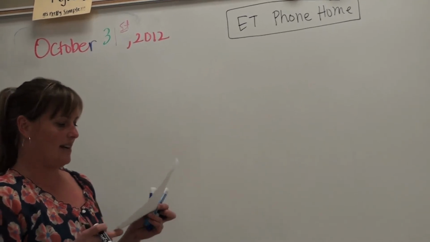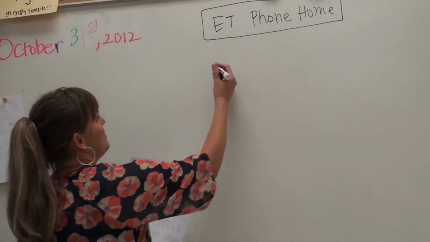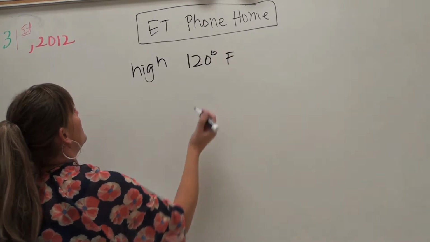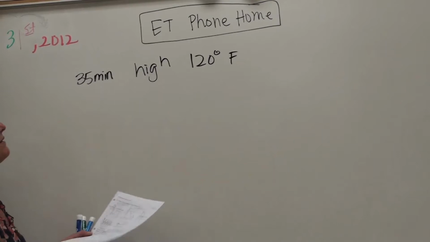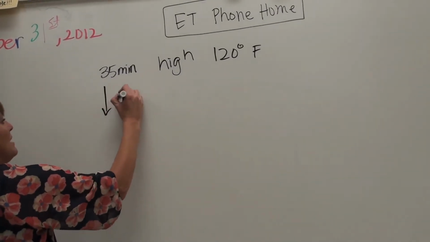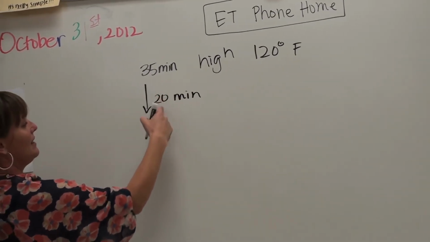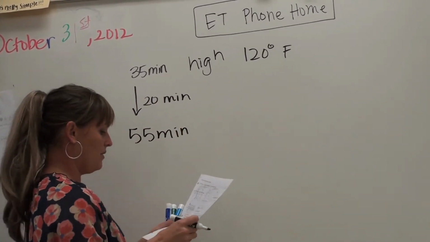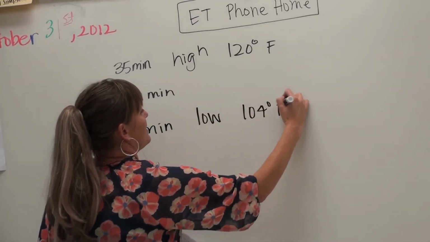So here's the information now, the important stuff. 35 minutes after they start timing, his temperature reaches a high of 120 degrees Fahrenheit. So when they started timing, they realized 35 minutes later, they reached some sort of high temperature. And then 20 minutes after that, so if 20 more minutes goes by, then I guess we just add these two things together and we're at 55 minutes. And then we're told that he reaches a low temperature of 104 degrees Fahrenheit.